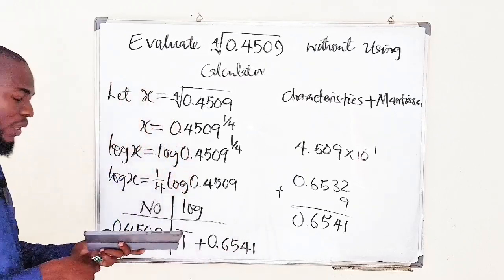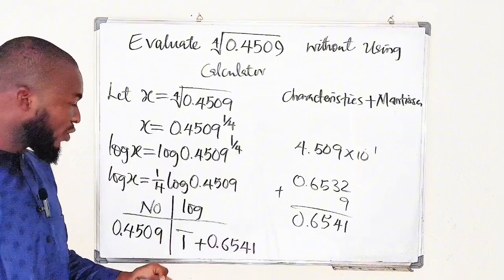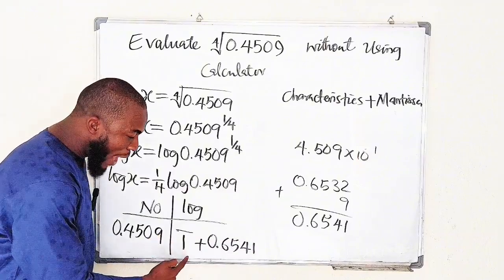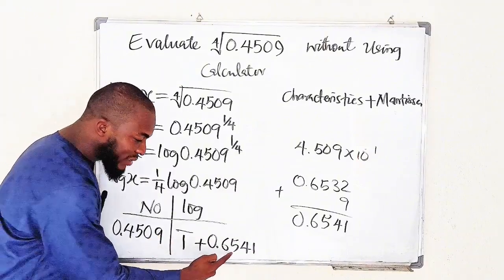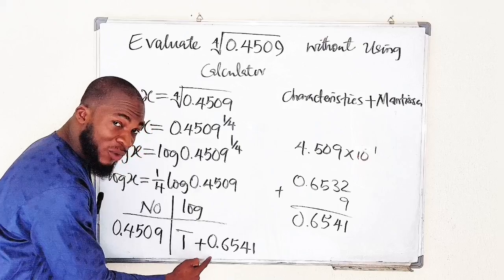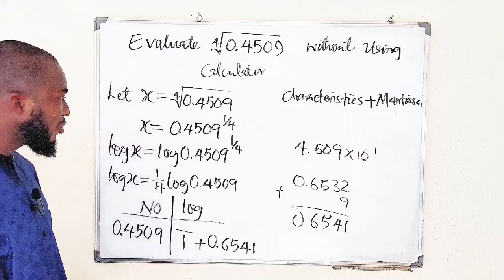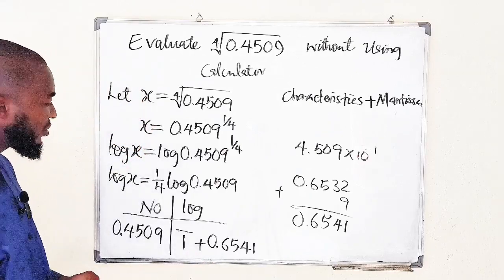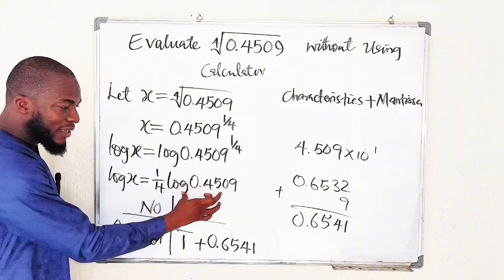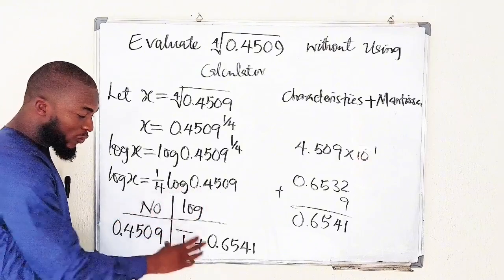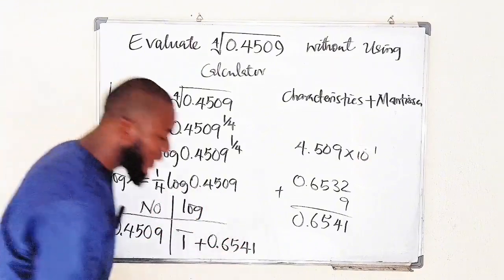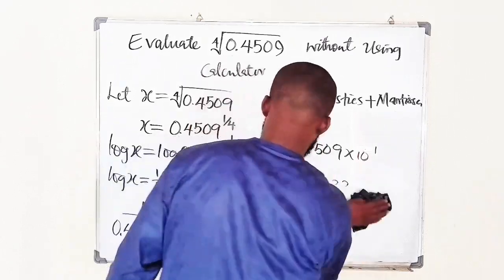0.6541. So the moment you add these 2 numbers together, you have bar 1.6541, because you have to add it under here, right? But I'm not going to add it yet because I'm not done. We have to divide the result by 4. So we're going to divide the whole of this by 4. Let me do it elsewhere.